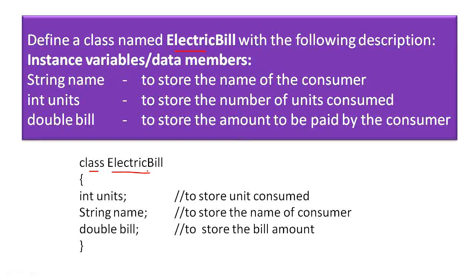Now, come to step 2, the instance variables. Here also you have to follow the same rule as you have applied in naming the class. Write all the variables as given in the question, as it is, along with their data types, terminated by a semicolon. So, here 3 variables are given, you have to copy them only: int units, String name and double bill.